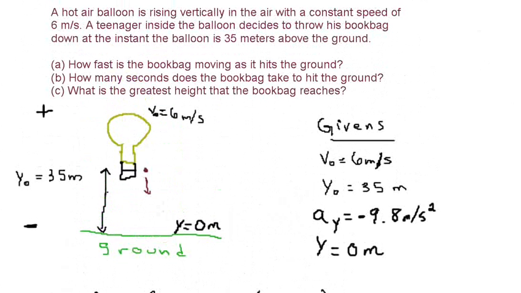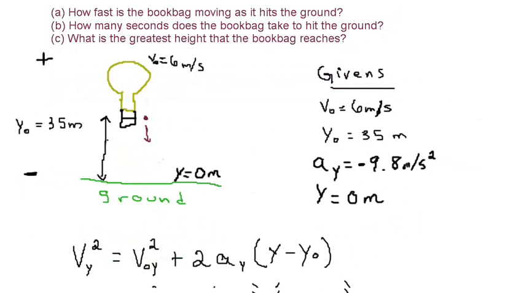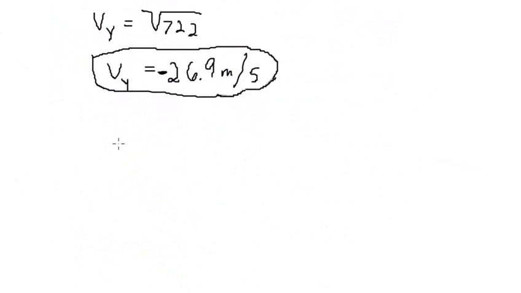Okay, so now we're officially ready to solve part B of the problem. Part B says, how many seconds does the book bag take to hit the ground? So how many seconds from here to here? Alright, the kinematic equation that I'm going to use to solve this is V final is equal to V initial plus the acceleration in the y direction times the time, because time is what we're looking for and we have every other variable, so I can use this equation to solve for time.